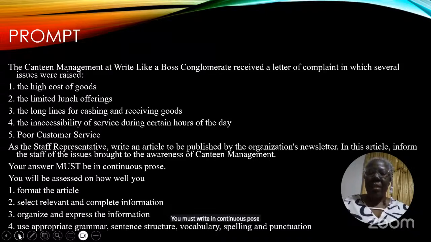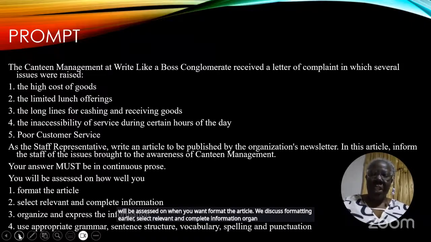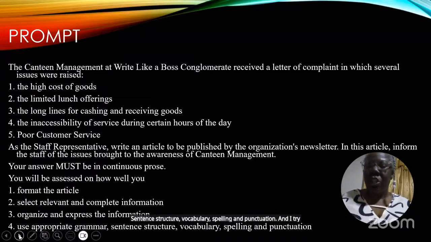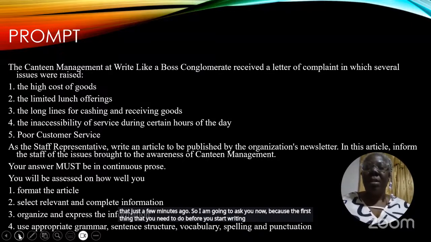The word "write" is missing from the screen. You will be assessed on how you format the article. We discussed formatting earlier. Select relevant and complete information. Organize and express the information and use appropriate grammar, sentence structure, vocabulary, spelling, and punctuation. And I tried to explain that just a few minutes ago. So the first thing that you need to do before you start writing is to understand the prompt.